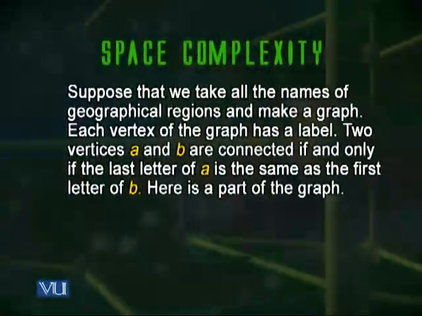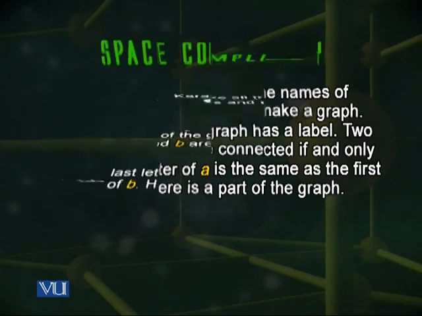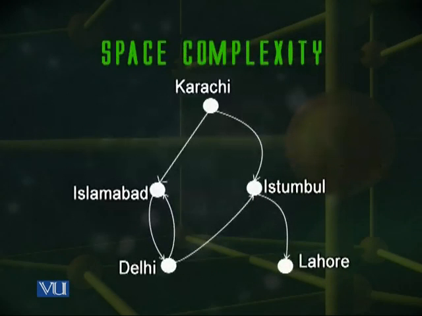Now what we want to do is generalize this game, or come up with a mathematically precise definition of a game which models this game. What we will do is think of all the names of geographical regions as nodes in a graph, and then we'll put edges between the vertices. Two vertices A and B will be connected if and only if the last letter of A is the same as the first letter of B. So a part of the graph would look like the one that is shown to you on the screen.